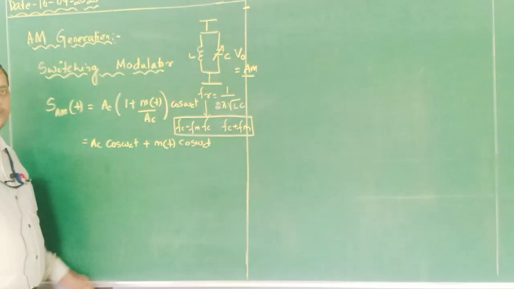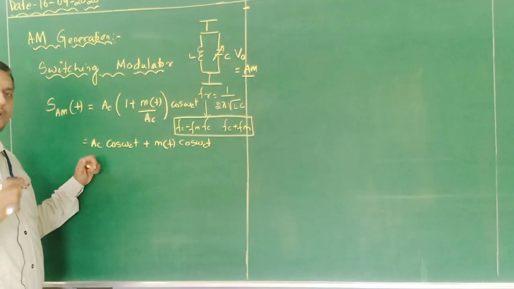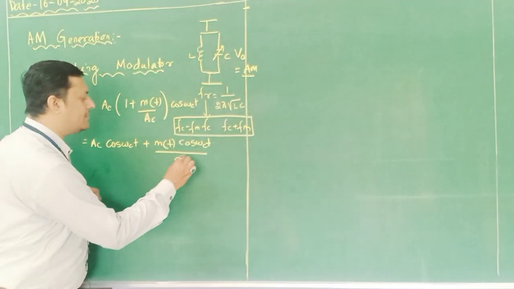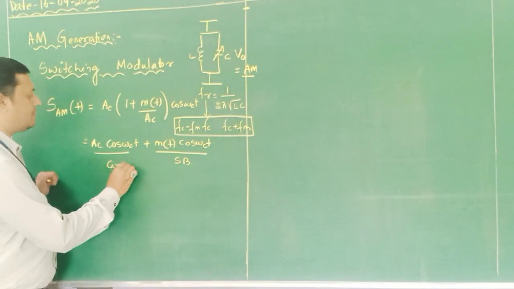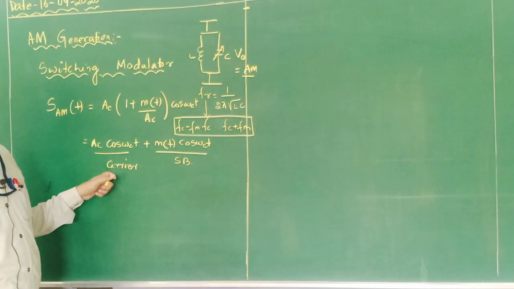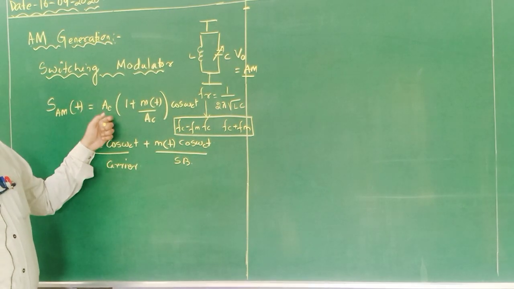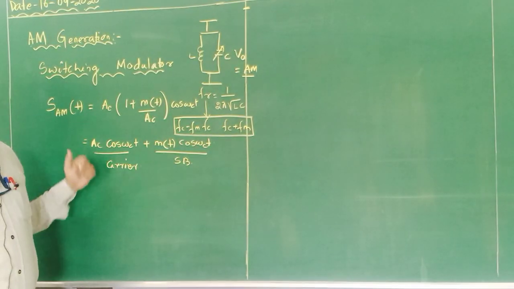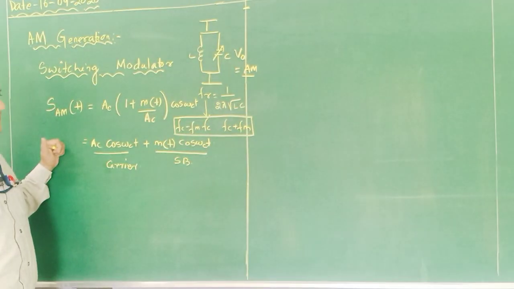This indicates the presence of the carrier and the presence of the modulating signal which is imposed on the carrier, which acts as a sideband. This is called the sideband and this is called the carrier component. So my modulated signal consists of the sideband as well as the carrier component. These two components must be available if the modulating signal is a single tone. But if it is multi-tone, other sidebands are also going to be represented. Here we are discussing only the single tone modulating signal.